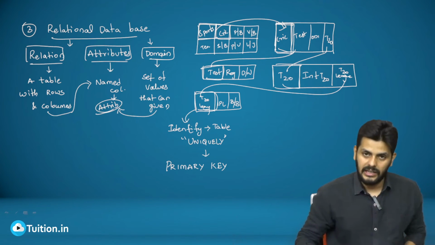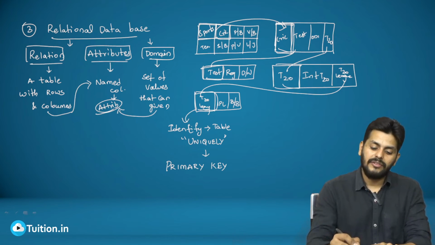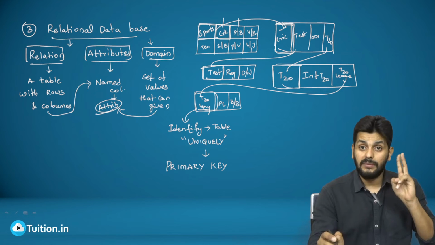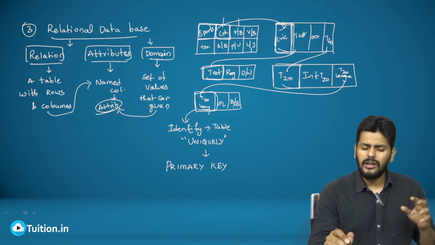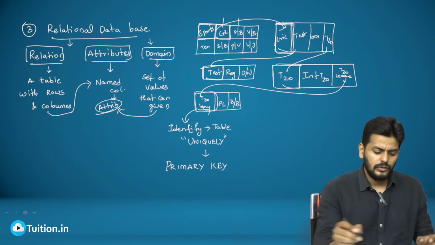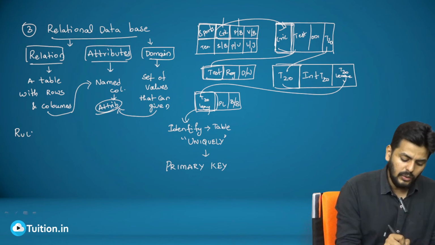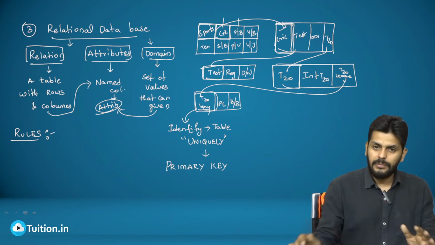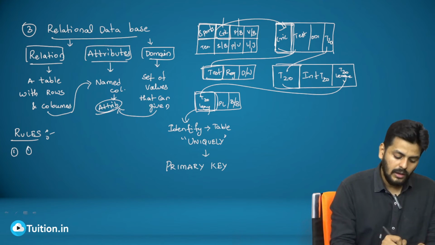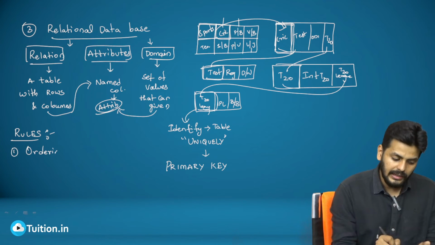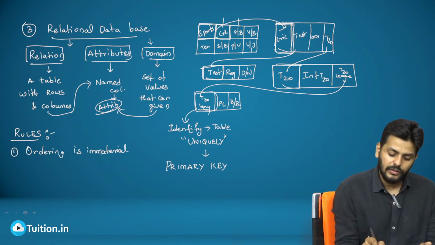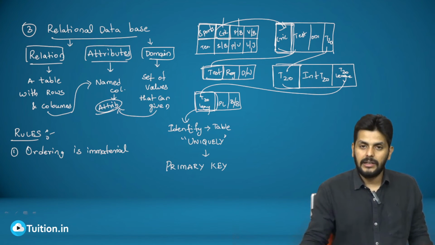I can write anything anywhere. I can write football in the first box here, I can write cricket here, or I can write it here. But two things are to be kept in mind. One, the ordering of these is not really a problem. So let me say three rules are very important. Rules to create a relational database: rule number one, ordering is immaterial. Let it be in any place. The ordering is totally immaterial.